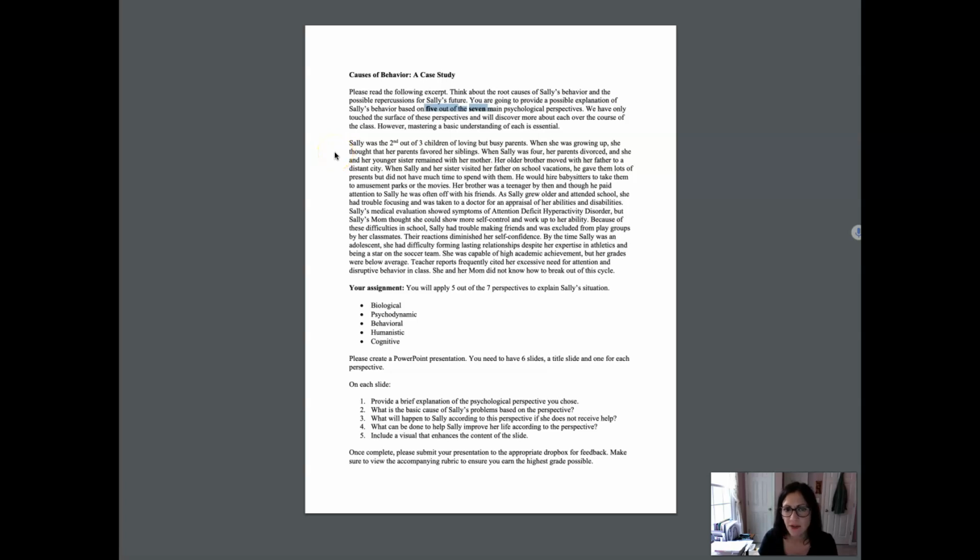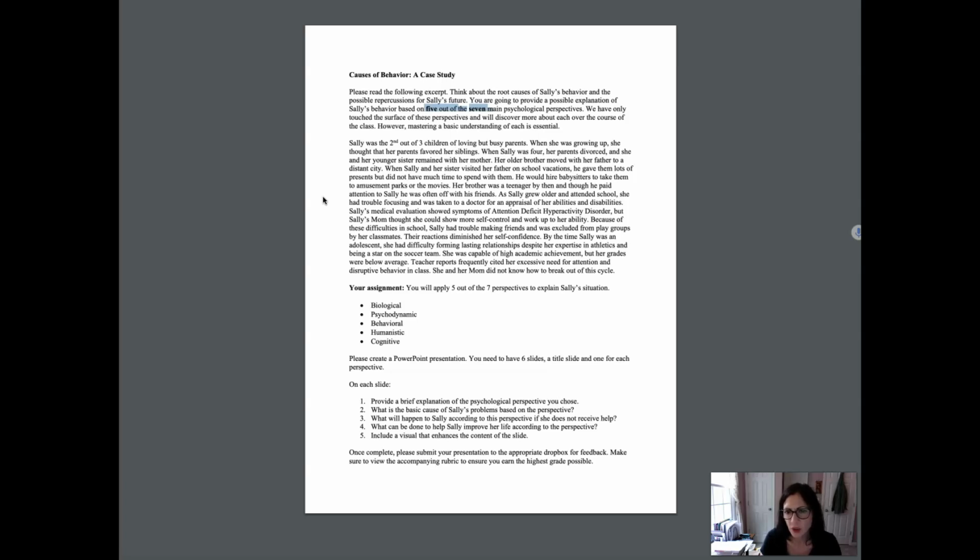Sally was the second out of 3 children of loving, busy parents. When she was growing up, she thought her parents favored her siblings. When Sally was 4, her parents divorced, and she and her younger sister remained with her mother. Her older brother moved with her father to a distant city. When Sally and her sister visited her father on school vacations, he gave them lots of presents but did not have much time to spend with them. He would hire babysitters to take them to amusement parks or movies. Her brother was a teenager by then, and though he paid attention to Sally, he was often off with his friends.